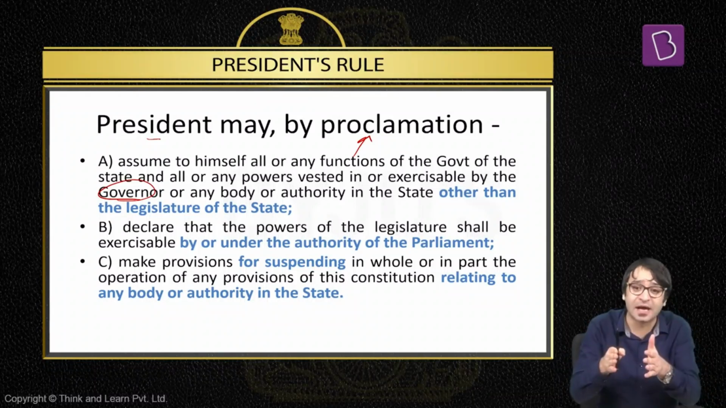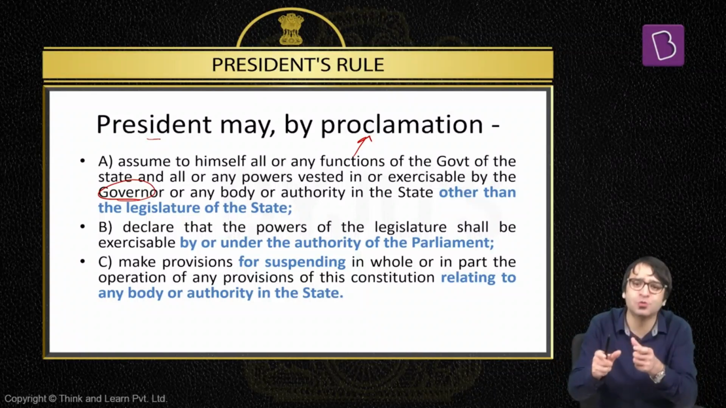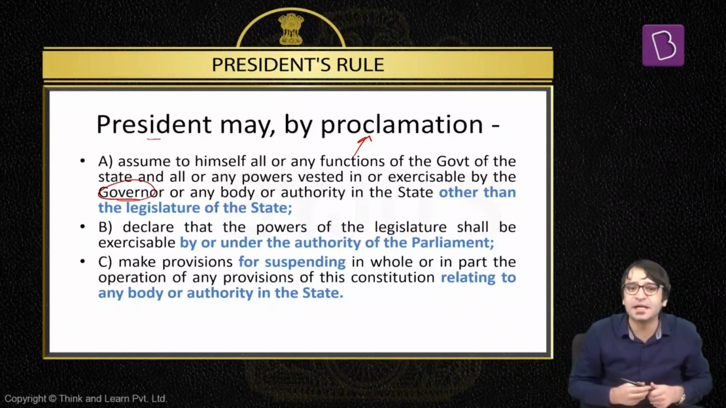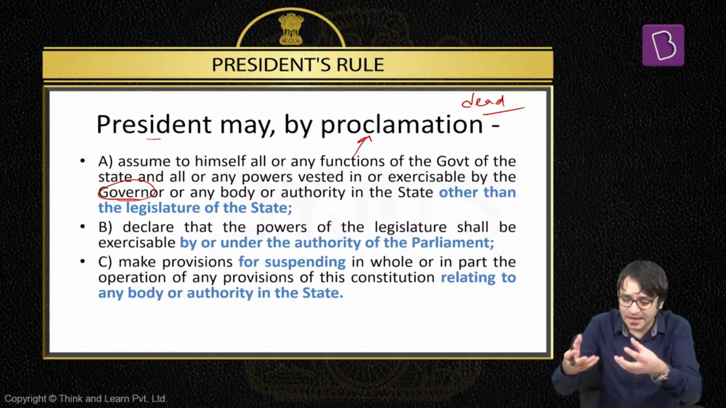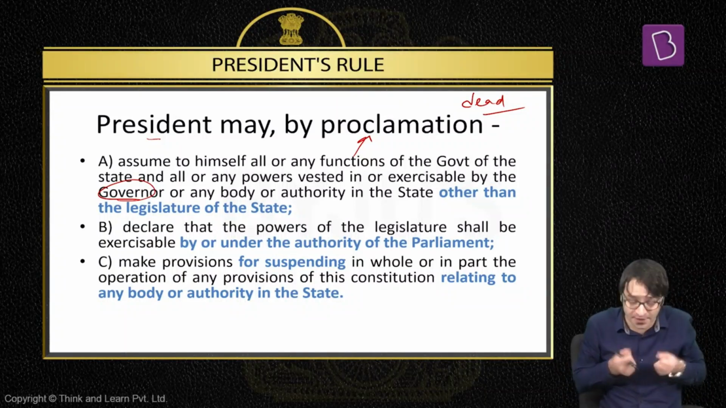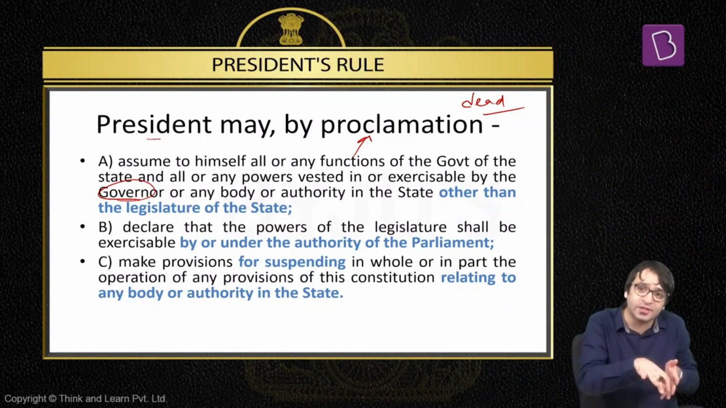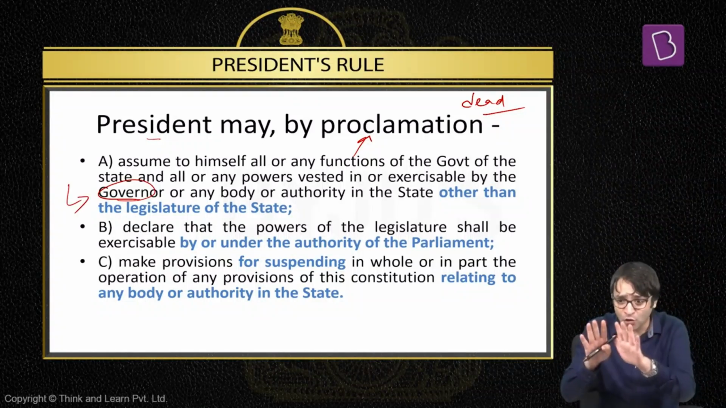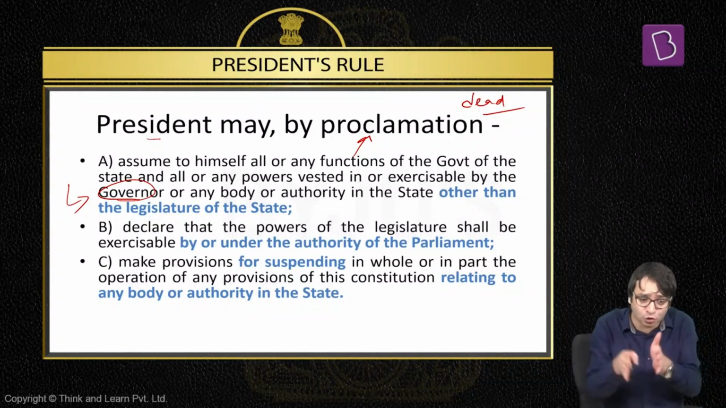That means the governor is now not bound by the aid and advice of the Council of Ministers, because the Council of Ministers is dissolved. The first casualty in a president's rule is that the Council of Ministers headed by the Chief Minister is dismissed. When there is no Council of Ministers and no Chief Minister, who is the executive authority in that state? All these powers are now exercised by the president. That's why we call it president's rule. But the president exercises all these executive powers through his agent, who is the governor. That's number one: the president assumes all executive powers of that state to himself and exercises them through his agent, the governor.